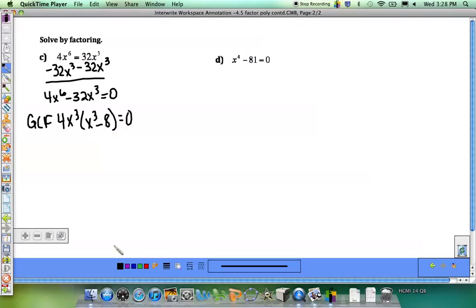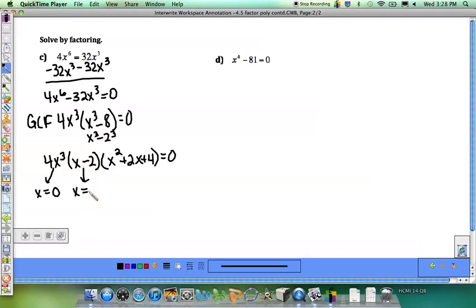That cube part is the cube pattern. You have x cubed minus 2 cubed. So we have a 4x cubed. If we use that cube pattern, it would be x minus 2, x squared plus 2x plus 4 equals 0. The first one, easy to solve, x equals 0. Second one, easy to solve, x equals 2.